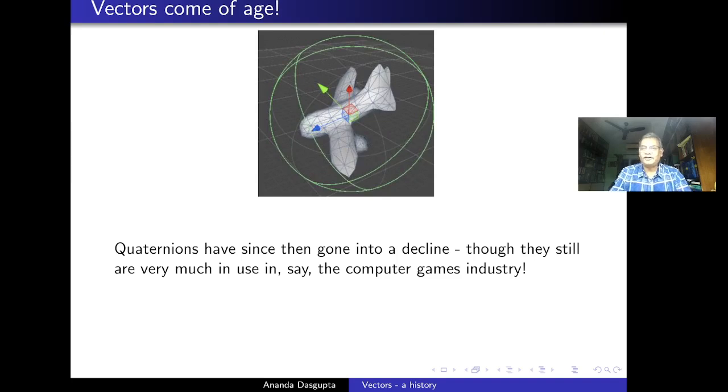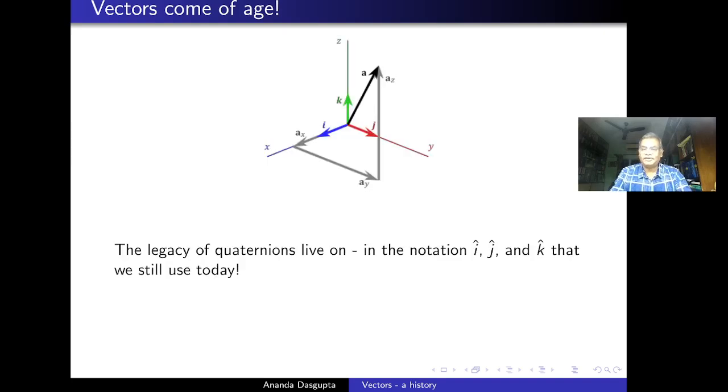By now you must have figured out the answer to the question that we asked near the beginning of this lecture. The legacy of Hamilton's quaternions live on in the notation I hat, j hat, k hat. Remember, I stood for imaginary when we talked about complex numbers. And since you had 2 more imaginaries, calling them j and k was natural.